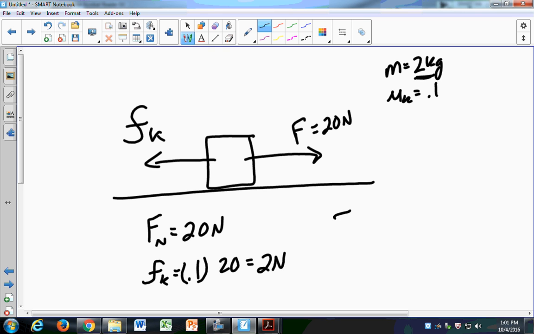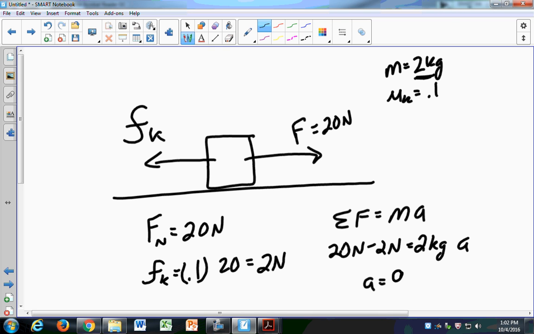And then you solve Newton's second law. Sum of the forces equals ma. So it's not an easy problem. It's 20 newtons minus 2 newtons equals 2 kilograms times A. So A equals 18 over 2, or 9 meters per second squared. Sure, that'd be a fine test question.